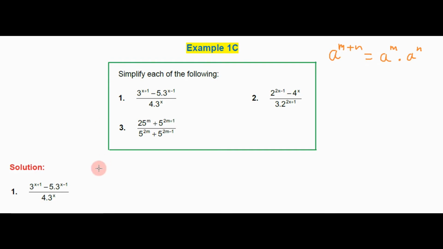So let's look at the first one. Using this exponential law, we can split up 3 to the x plus 1 into 3 to the x times 3 to the 1, or just 3. We can do the same with the second term in the numerator. So we can write it as 3 to the x times 3 to the negative 1. And we can leave the denominator as is.